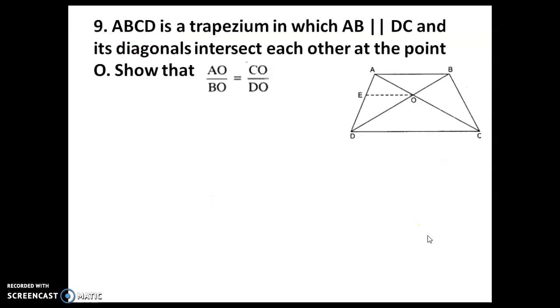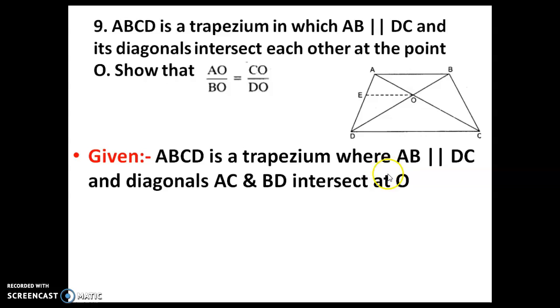Then last question. ABCD is a trapezium in which AB is parallel to DC and its diagonals intersect each other at the point O. Show that AO by OB equals CO by DO. Okay, AO by OB is equal to OC by OD. We have to prove this. Given it's a trapezium, AB is parallel to DC and the diagonals intersect at O. To prove is this one.